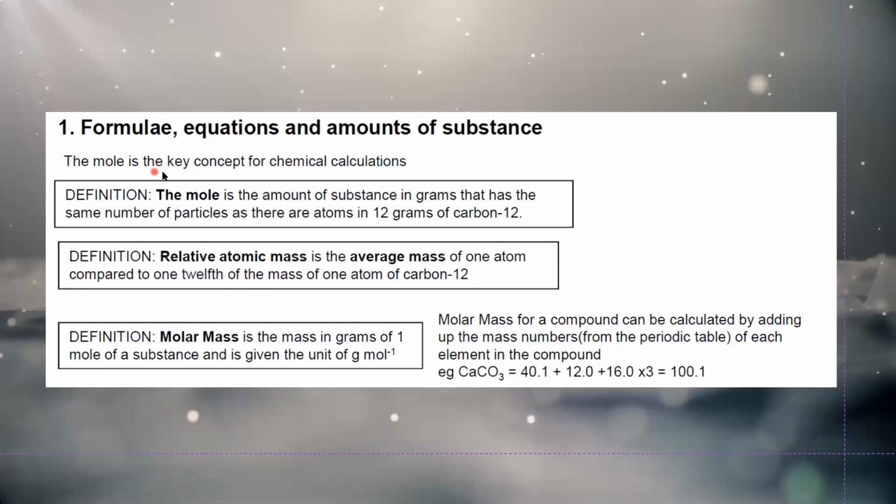First, the mole: how we define a mole of a substance. The mole is the amount of substance in grams that has the same number of particles as in 12 grams of carbon-12. This is the standard definition, but simply you can say a mole is an amount of substance which is expressed in grams.